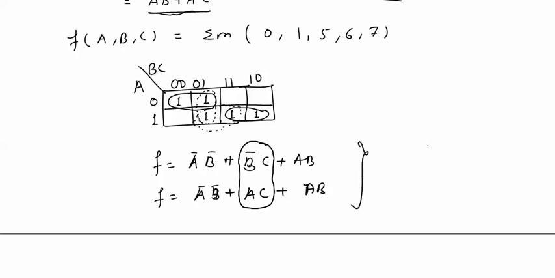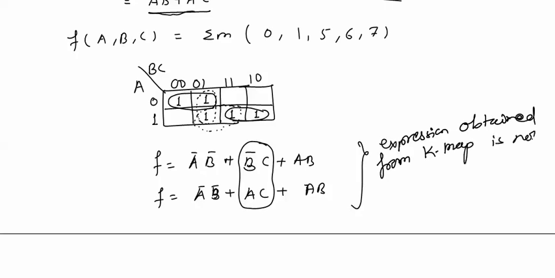So from this we can conclude that the expression obtained from a K map is not unique. It is not unique. For the same question, we are getting two different answers. So it is not unique.